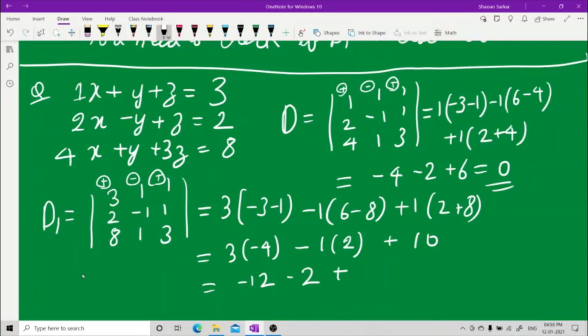I think, wait a minute, let me check, somewhere I made a mistake. Maybe it's 6 minus 8. This is minus 2. Yes, I made a mistake here, I forgot the minus. This is plus 2 and 10. So minus 12 plus 12 is also 0. D1 is also 0. Now let's see for D2.